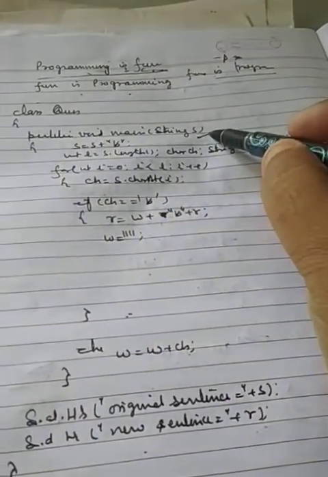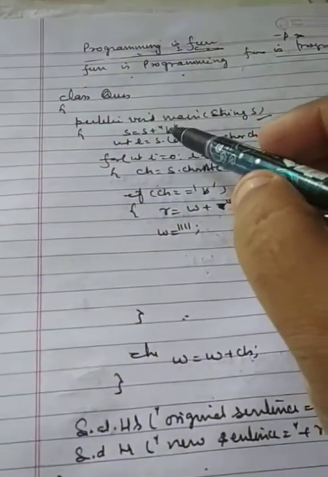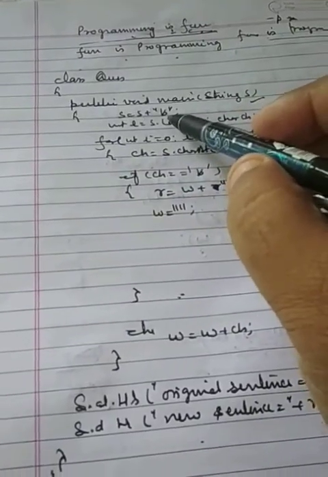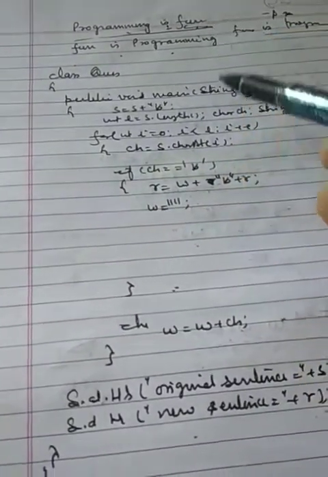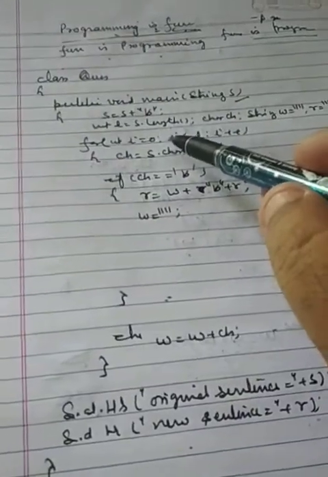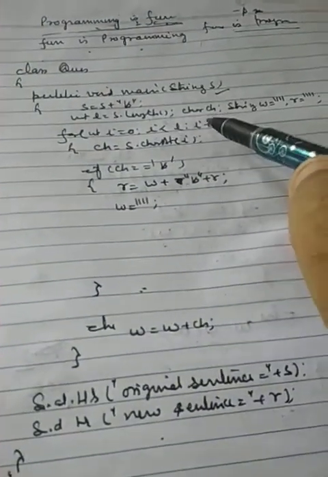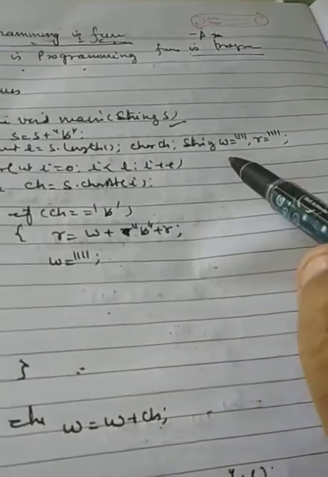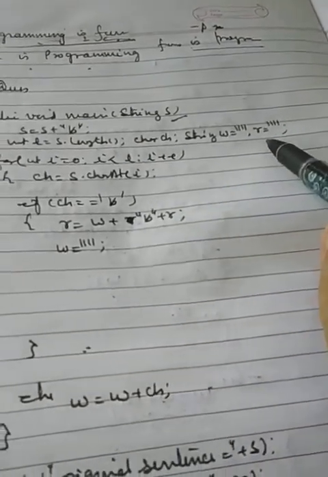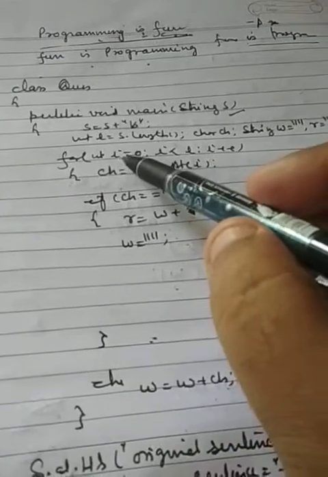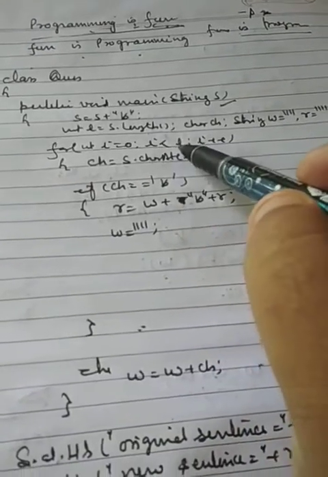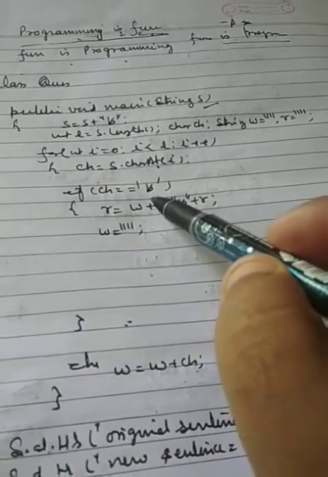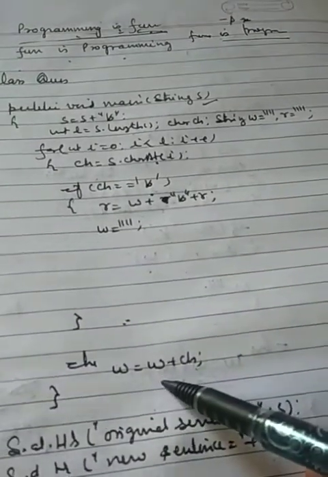A string as I have entered. In the logic of picking the word from a sentence, we add a space in the end to pick the last word. Length I am finding out. Char ch I have taken as a variable. I have taken here two variables, string w as nothing and r as nothing. Now I am running a loop from 0 to less than L. Every time I am picking a character. If the character is not equal to space, w is equal to w plus ch.